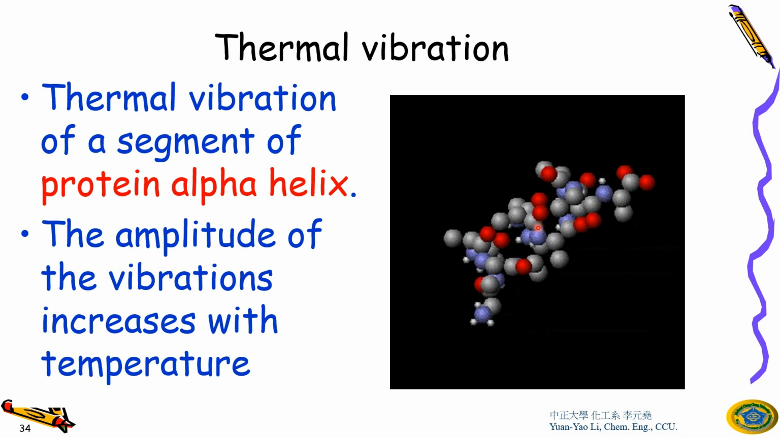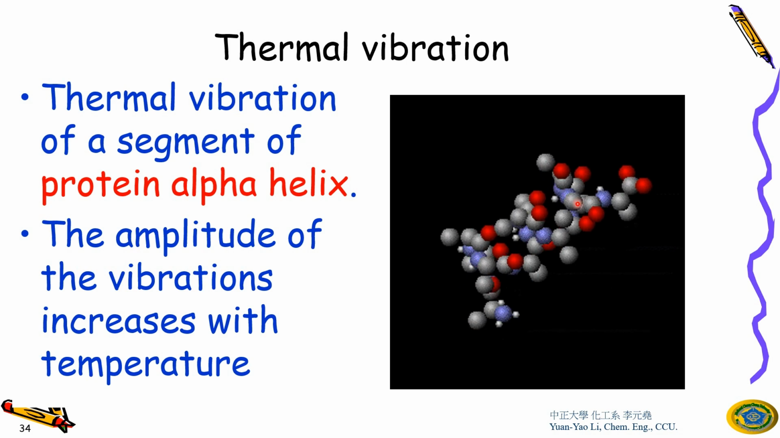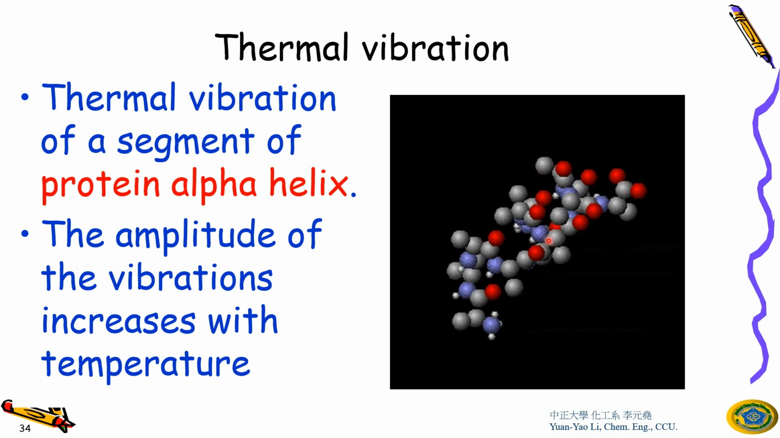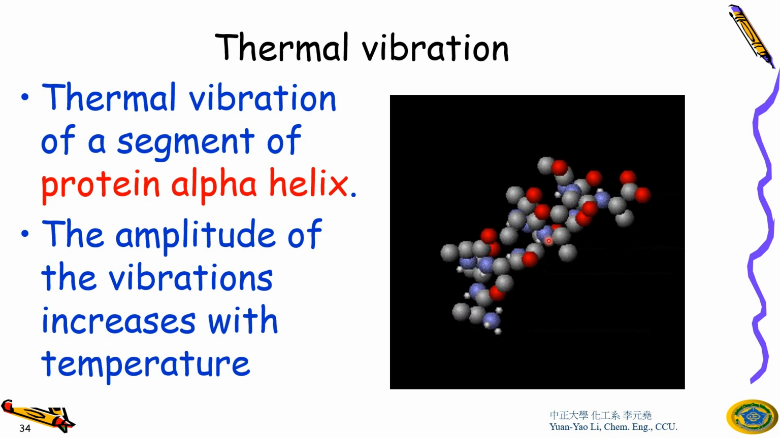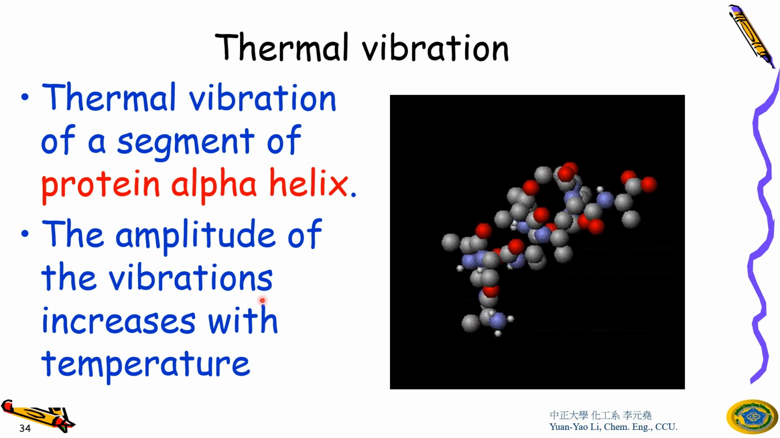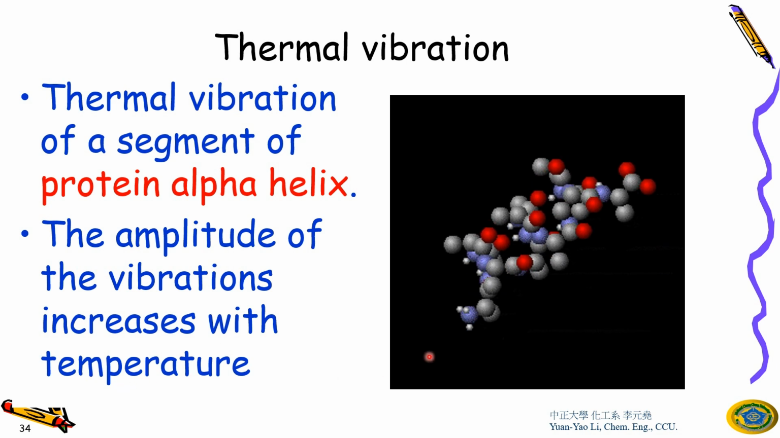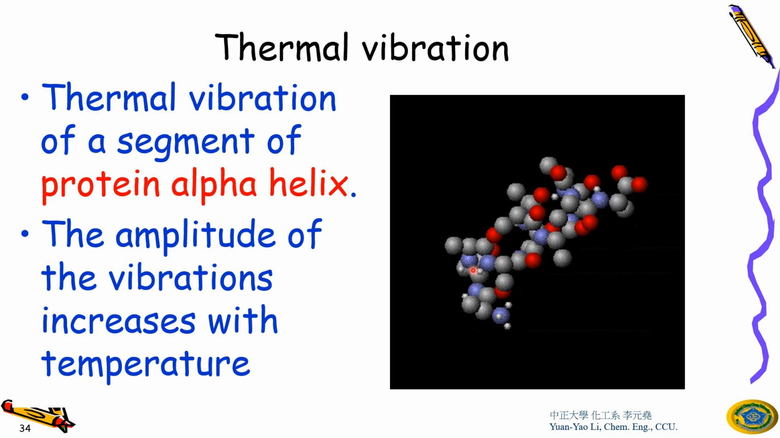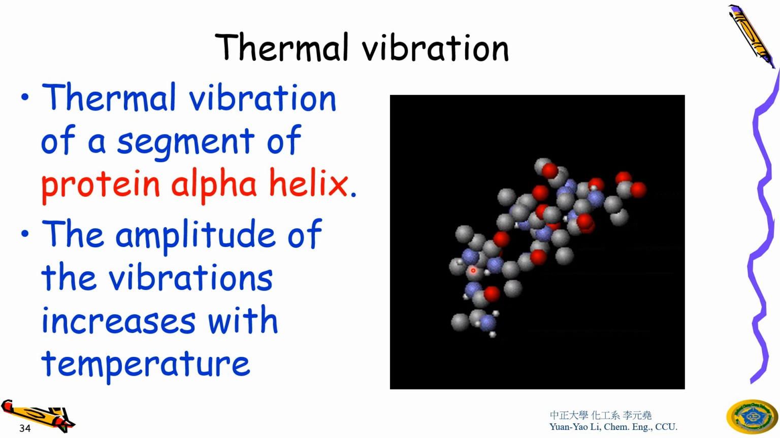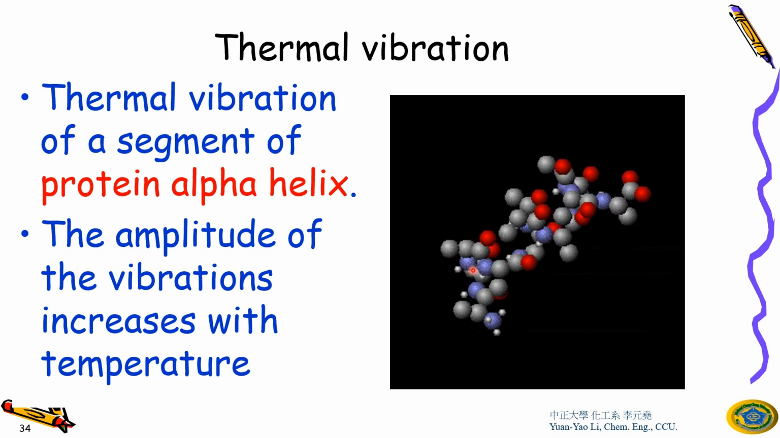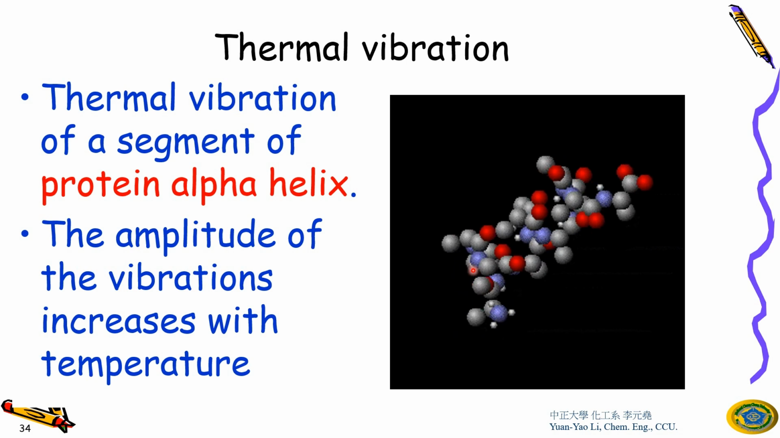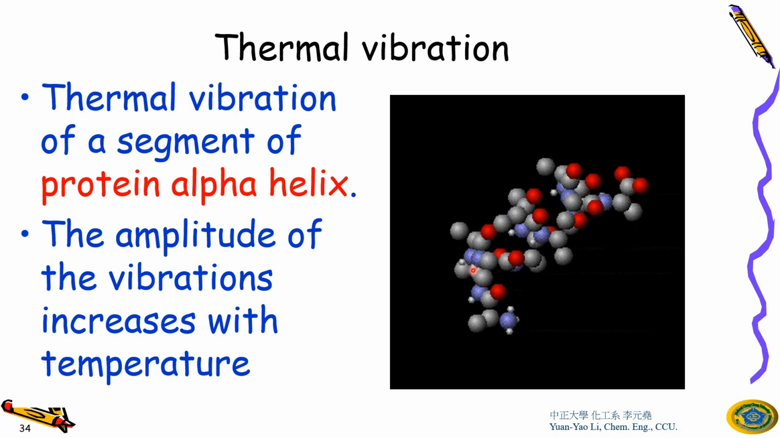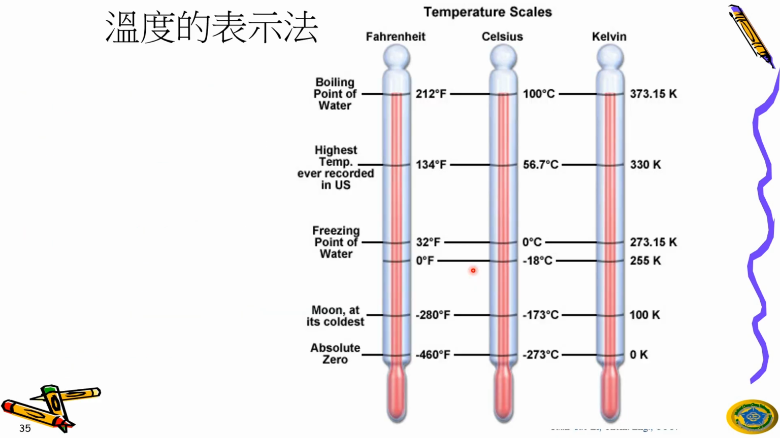So if the temperature surrounding this protein reaches 0 Kelvin, this molecule doesn't move. The amplitude of this vibration increases with the temperature. As the temperature increases, it moves more dramatically, heavier or quicker or wider. Okay, this is called thermal vibration. We'll talk about this in the material science lecture when you reach the second year.